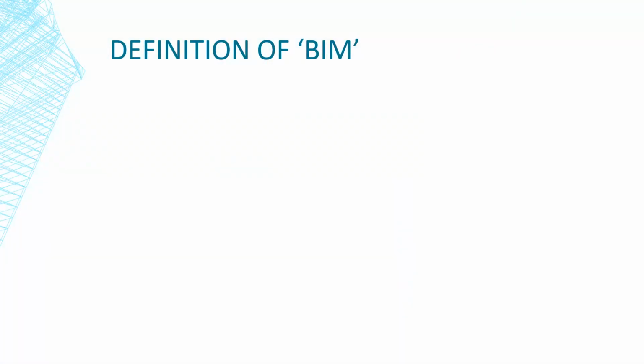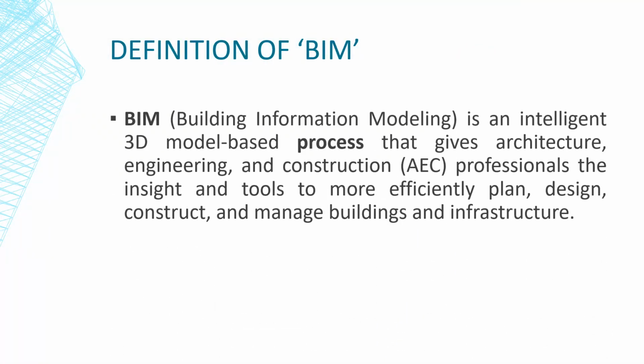Definition of BIM. BIM, that means Building Information Modeling, is an intelligent 3D model based process that gives architecture, engineering and construction, that means AEC. Architecture means A, engineering E and construction C. AEC professionals the insight and tools to more efficiently plan, design, construct and manage buildings and infrastructure.